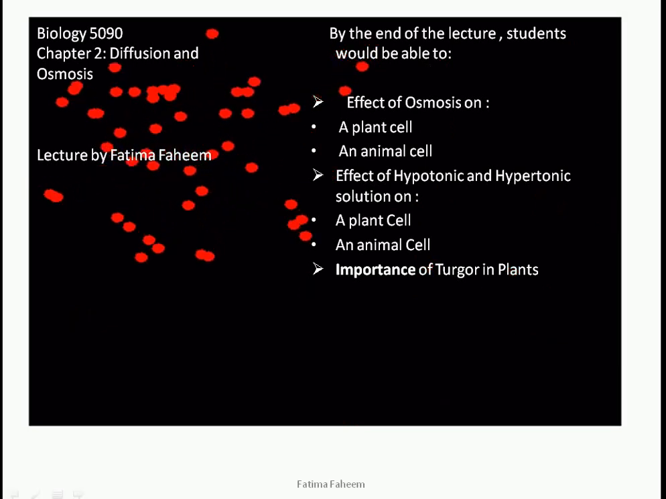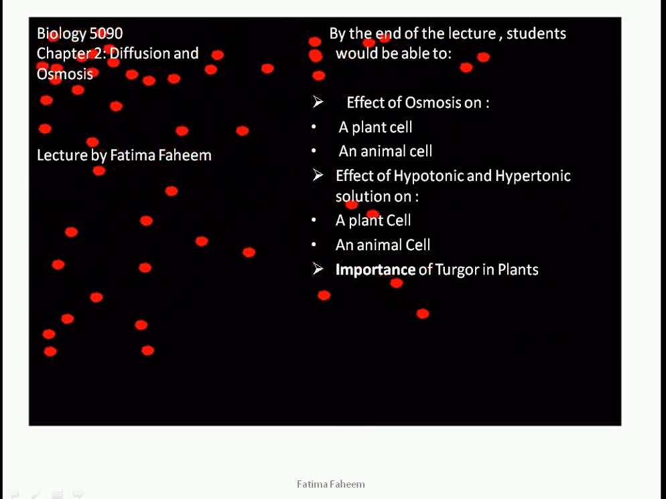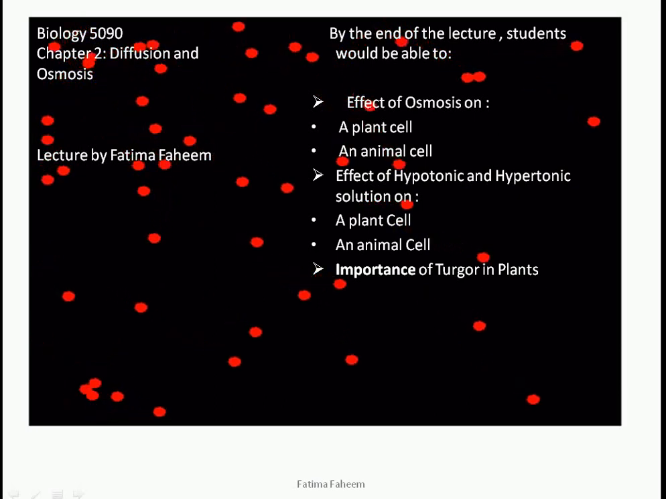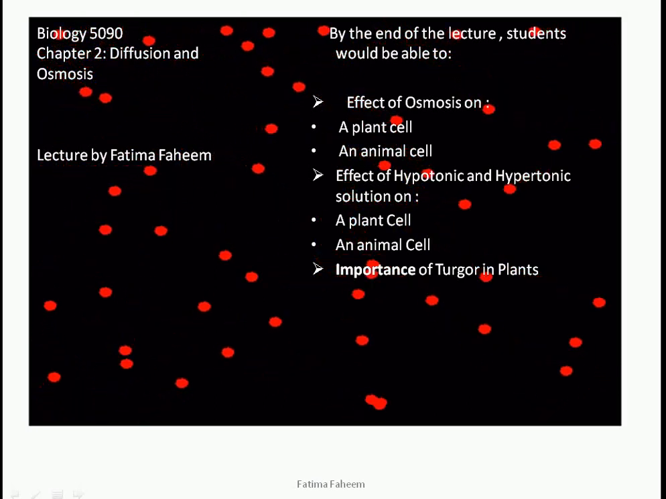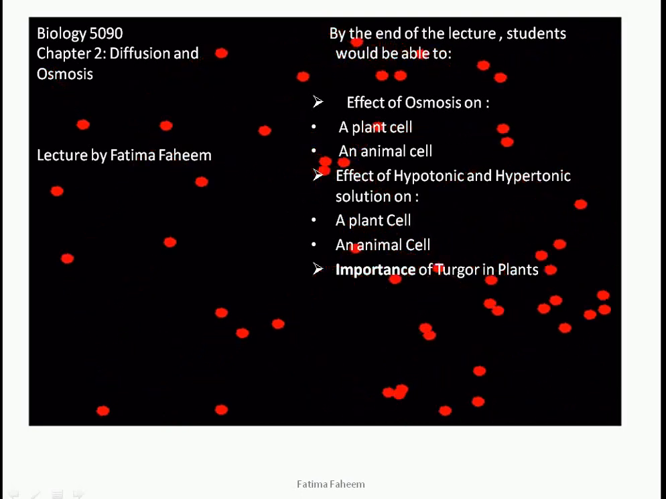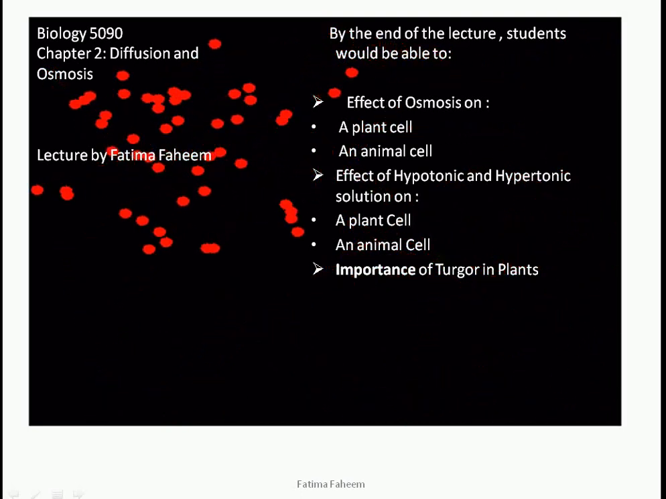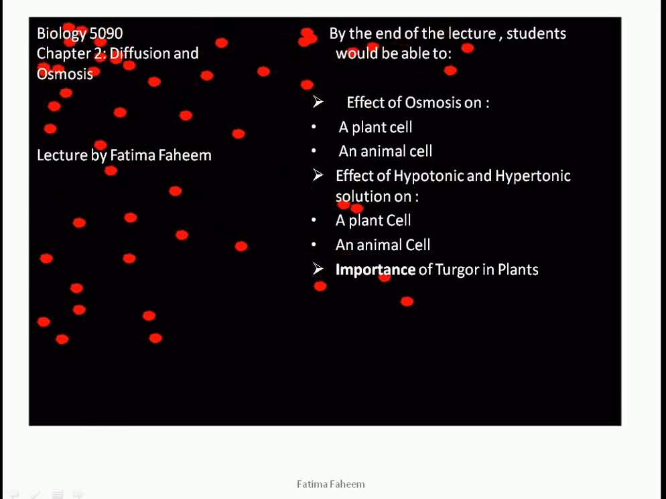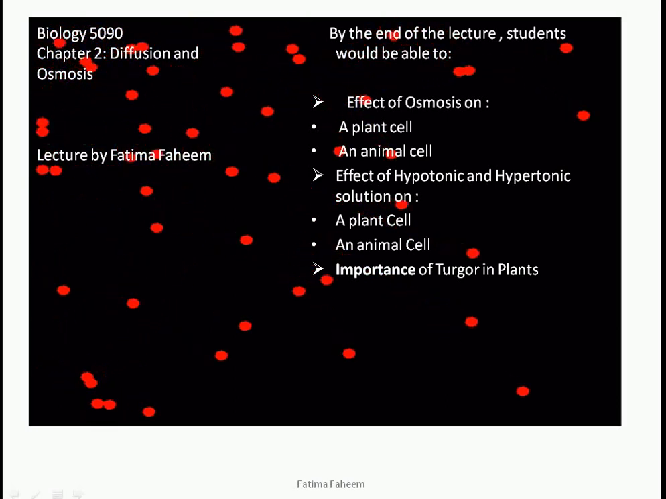Okay students, this is chapter number 2, diffusion and osmosis. In our previous lesson, we went through different definitions: diffusion, active transport and osmosis. We also saw the importance of water potential gradient in the uptake of water by the plants.